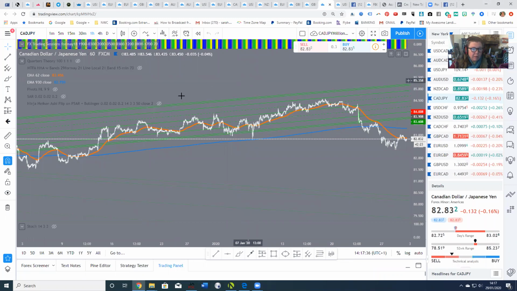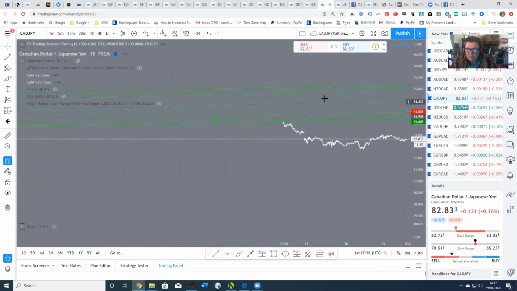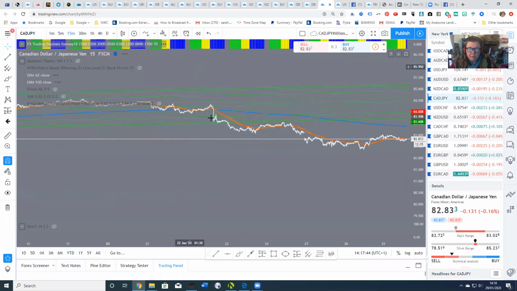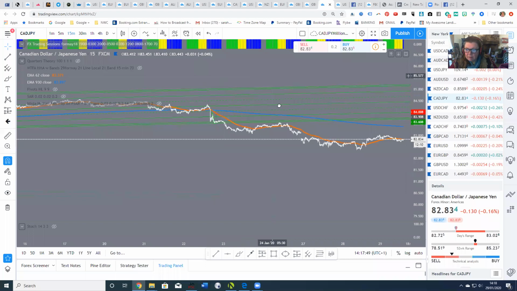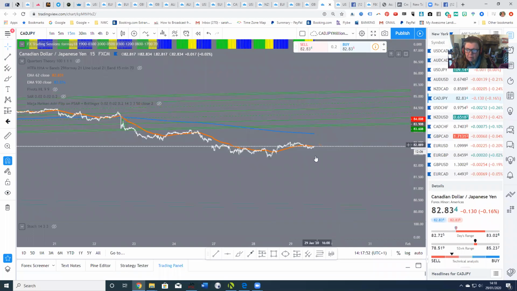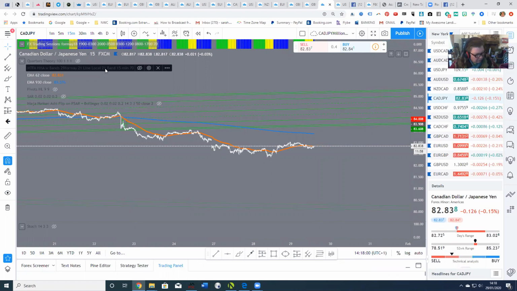CAD JPY. I didn't have anything on this. I do find my system slow today, so the sooner I can shut some windows down, the better. It's not on a scan anywhere for me. You can see it's sucking along the 62. So there's nothing for me to trade on CAD JPY, so I'll tick that one off.